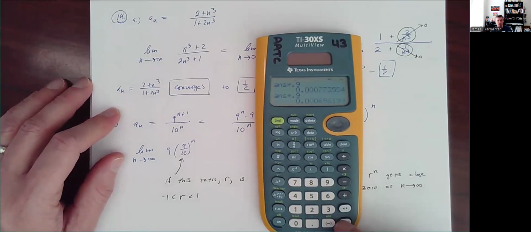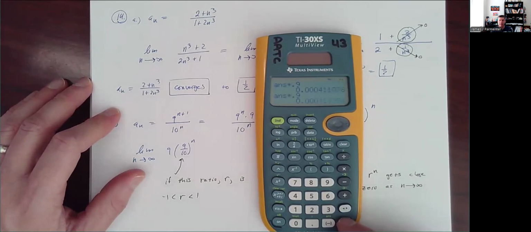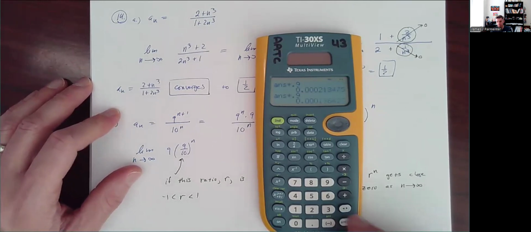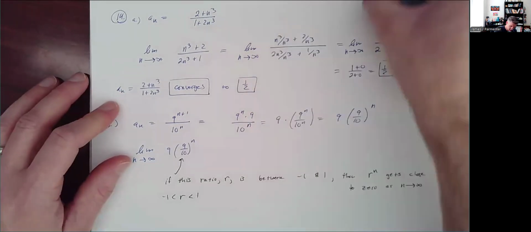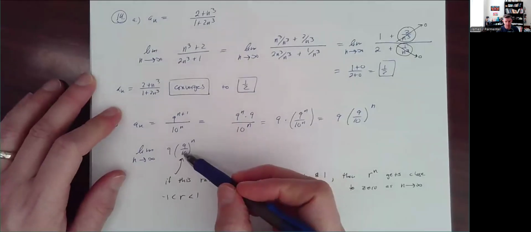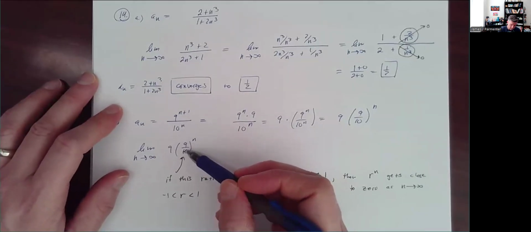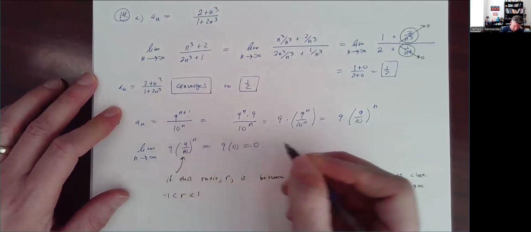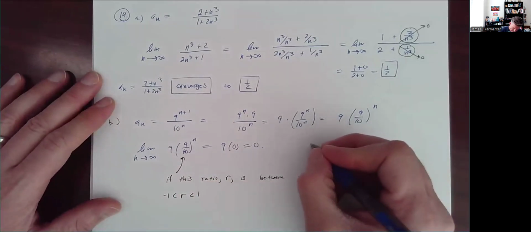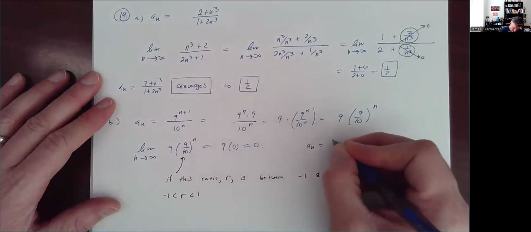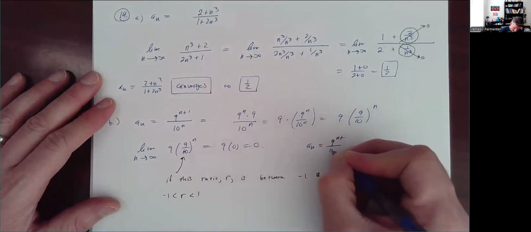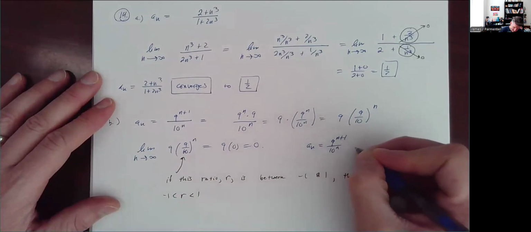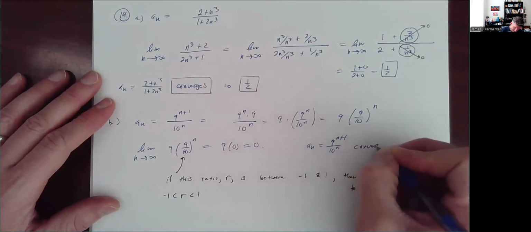Will it ever actually equal 0? No, but it'll get very, very small the more you do it. So when you see something like this, where that number is less than 1 and bigger than -1, say, oh, great, that limit's going to be 9 times 0, which is 0. So this sequence, 9 to the n plus 1 over 10 to the n, converges, and it converges to 0.